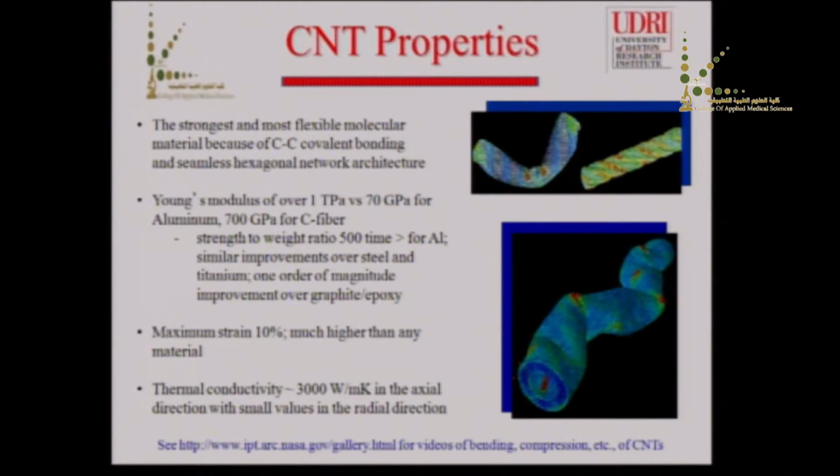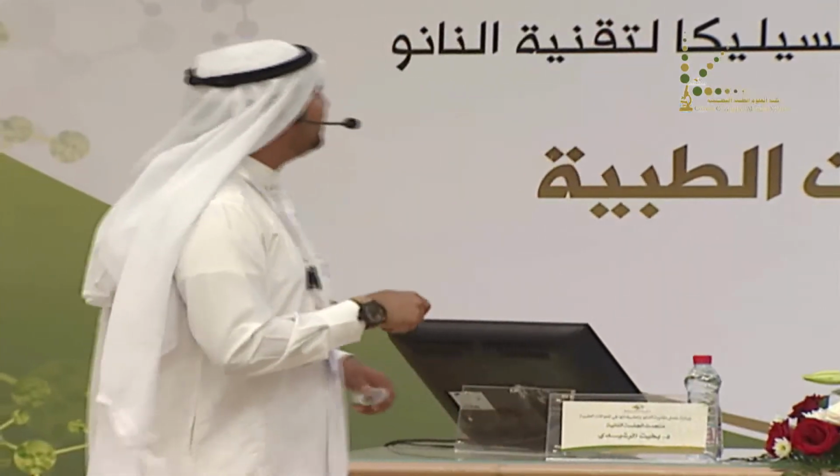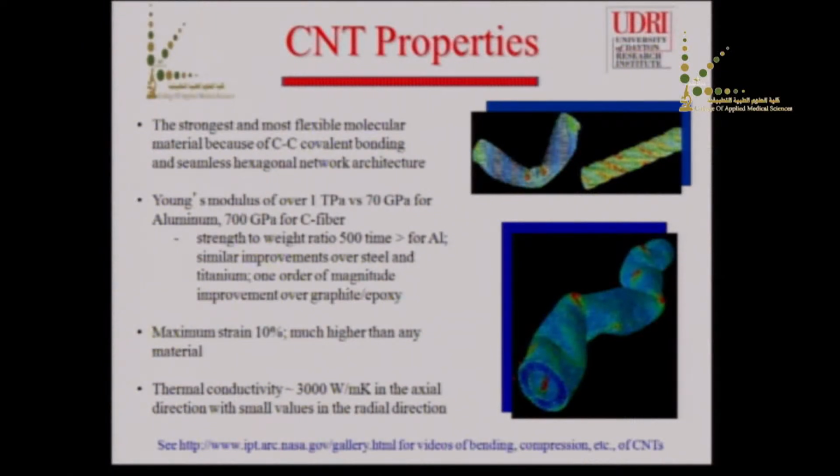Thermal conductivity. Right now in Saudi Arabia, we have the Aramco company and the SABIC company. They are thinking about carbon nanotube to remove one important issue: how can we remove the heat from the pipeline and the heat from the engine?